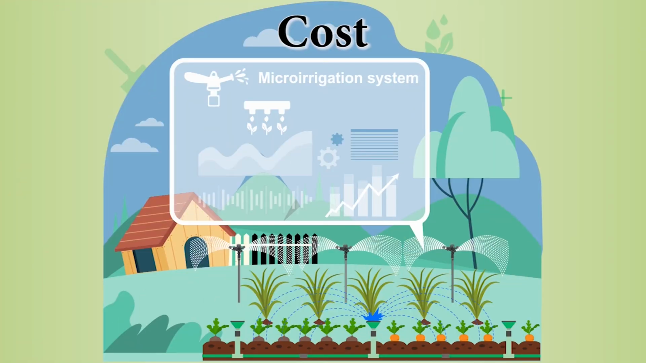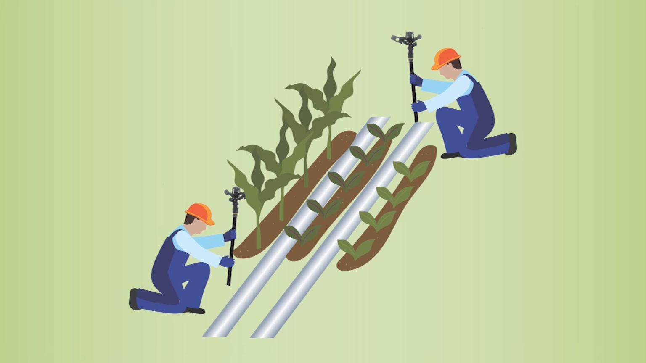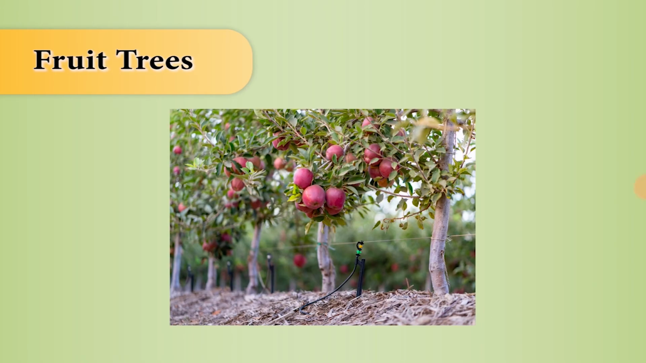Now let's see the eighth factor, that is cost, which is a very important factor. The installation of a micro irrigation system is capital intensive as it requires higher investment than the surface irrigation system. However, if the investment is evaluated based on cost benefit analysis, then micro irrigation has a major benefit. Sprinkler and drip irrigation, because of their high capital investment per hectare, are mostly used for high value cash crops such as vegetables, flowering plants and some fruit trees.